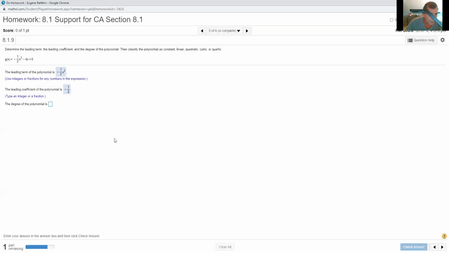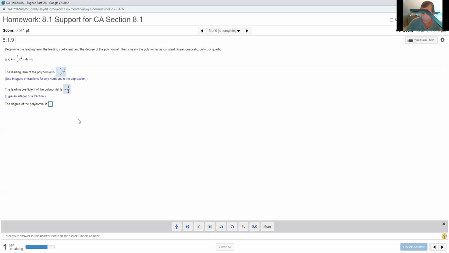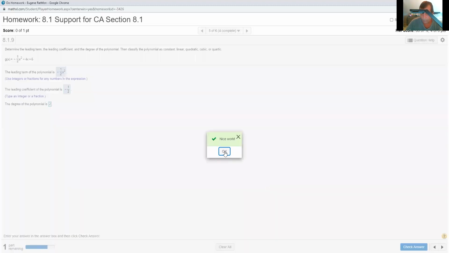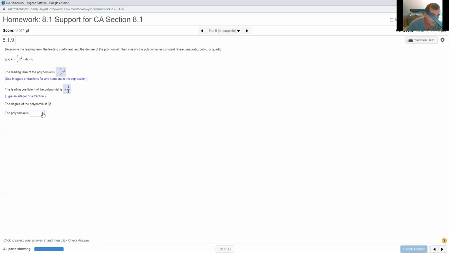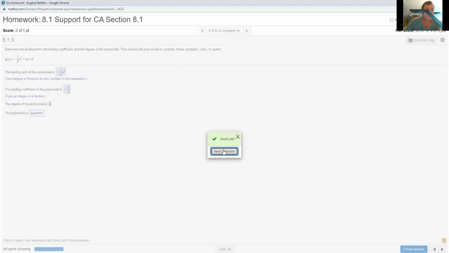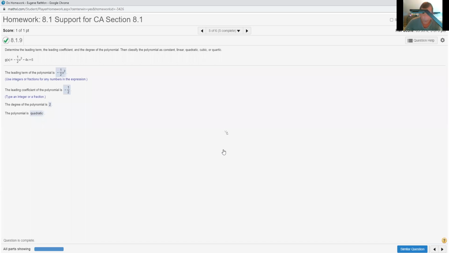The degree of the polynomial, well, the highest exponent was a 2, so the degree is going to be a 2. And then we know when it's got an exponent of 2, we've been graphing these for a while now, it's going to be quadratic. So that's why we use the quadratic formula with exponents of 2 in there, right? All right, y'all, so that's not bad. We're on the last one already.